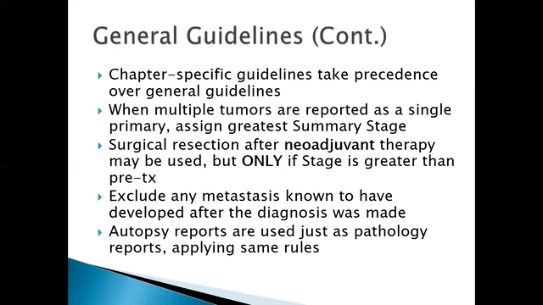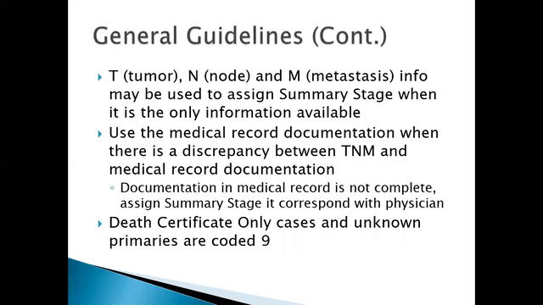Autopsy reports are used in assigning summary stage exactly like any other pathology reports are. They apply the same rules for inclusions and exclusions. It doesn't matter that it's an autopsy pathology report. You use it in the same way as any other pathology report. The summary stage may be described only in terms of tumor, the T, N node and M metastasis characteristics. In such case, record the summary stage code that corresponds to the TNM information.